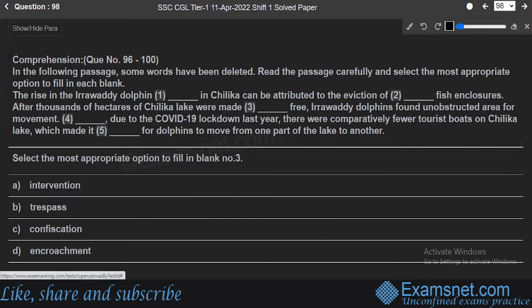Next is question number 98. So you have to tell me what will be in the blank 3 now. Let's read. After thousands of hectares of Chilika Lake were made dash free: intervention free, trespass free, confiscation free, or encroachment free. What could be the correct answer in this question? See, the most appropriate one to me seems encroachment. It means intrusion into a person's territory.